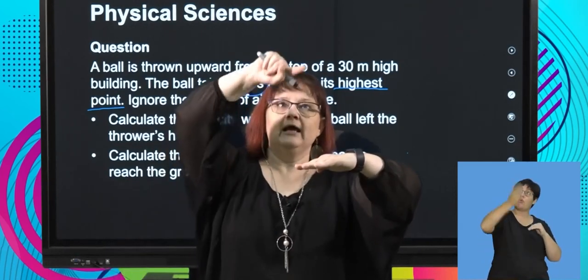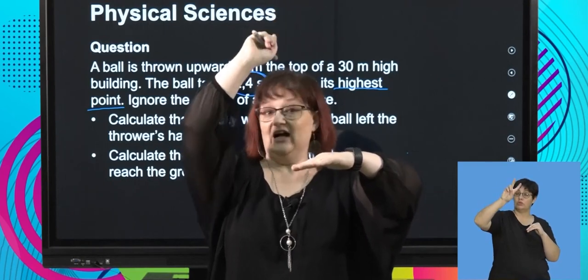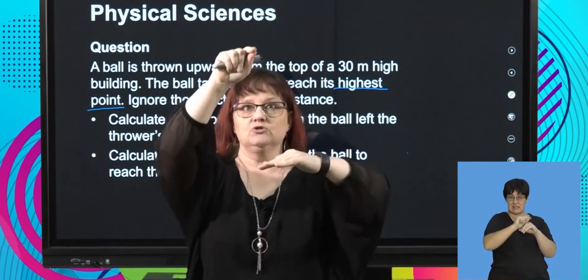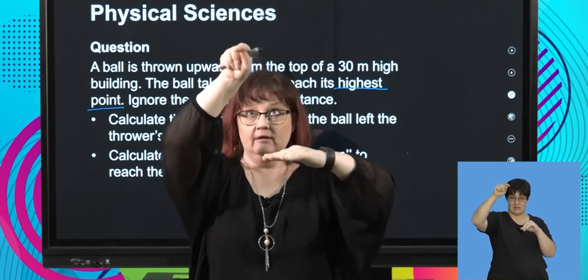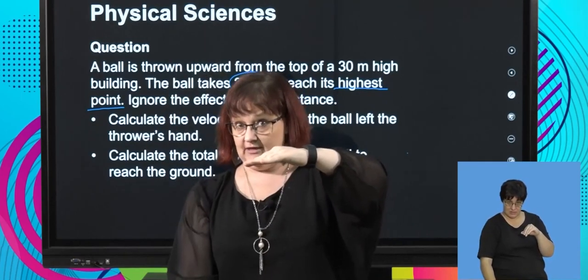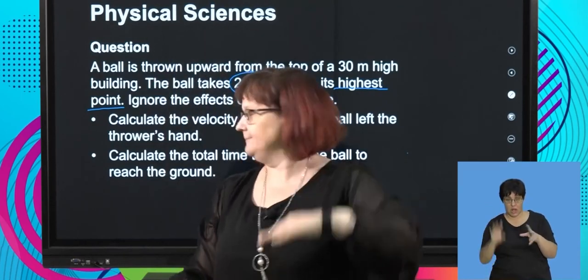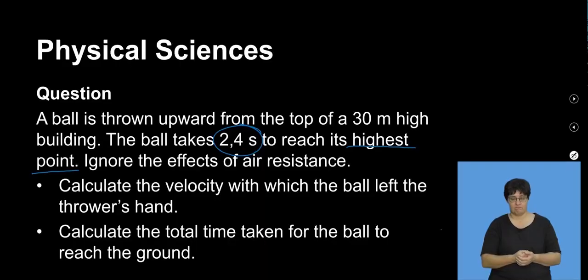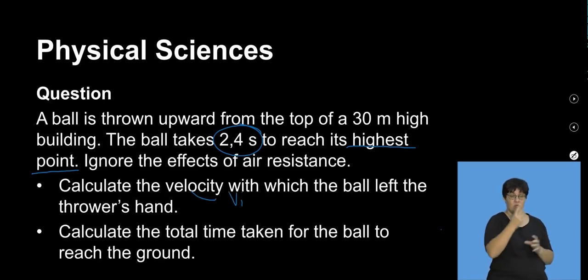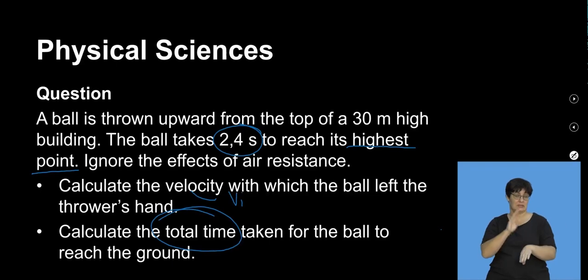It gets thrown up and it takes 2.4 seconds to get to here. Then it goes down. So I don't actually know the total time. Then they ask you, calculate the velocity with which the ball left the thrower's hand, in other words, initial velocity, and then calculate total time. We're going to show you a trick to that.